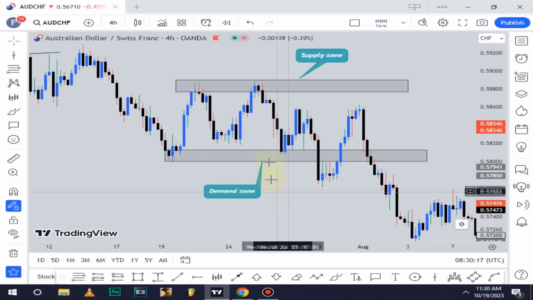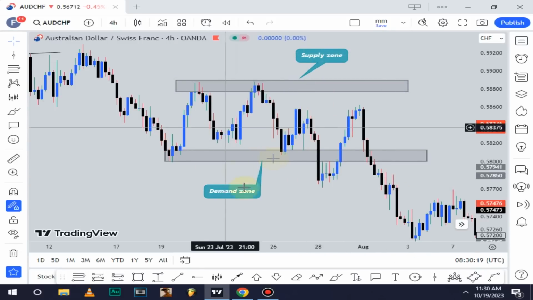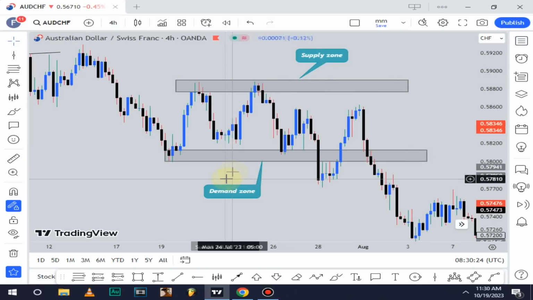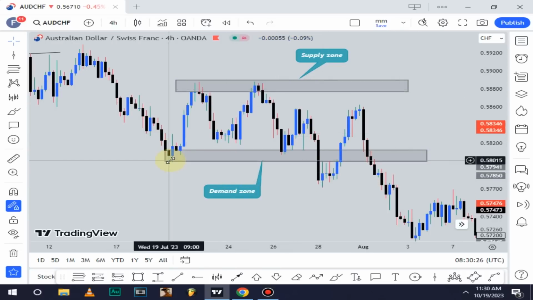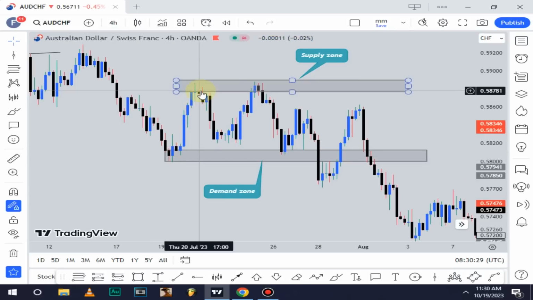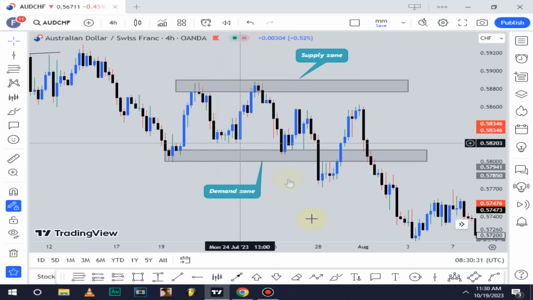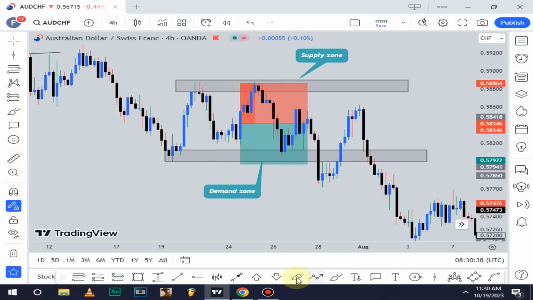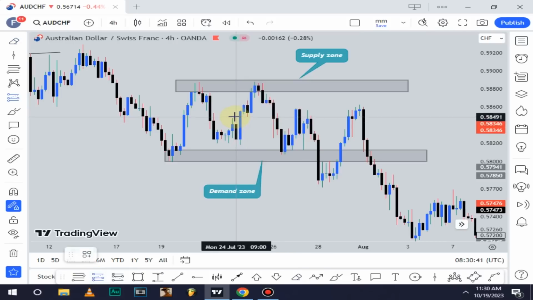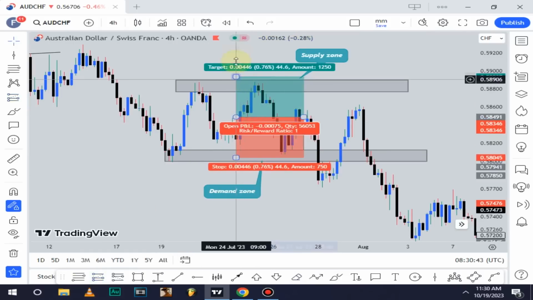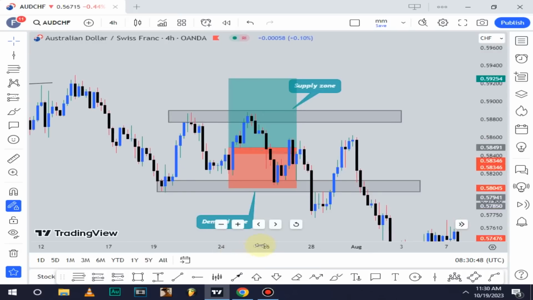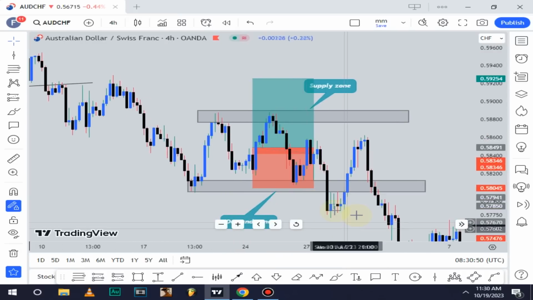The reason why trading only support and resistance, or supply and demand zones, is risky is this. When price hit our demand zone, it went back, then it came down over here. Most people will try to take their buy position over here, probably targeting a move back up, forgetting that generally we are in a downtrend. So that is a risky move.